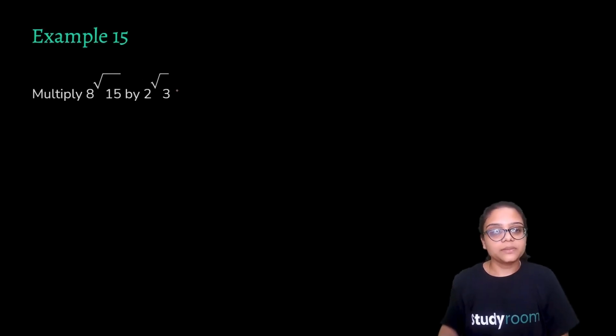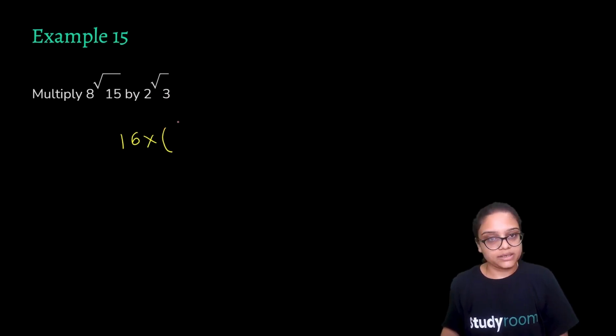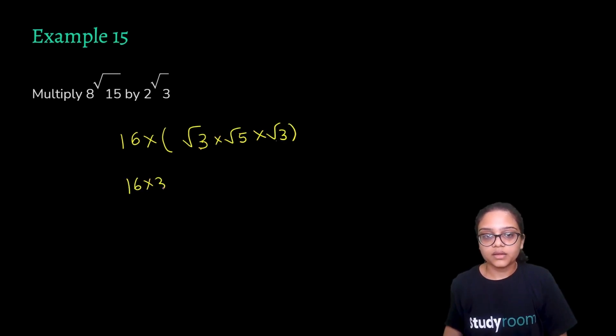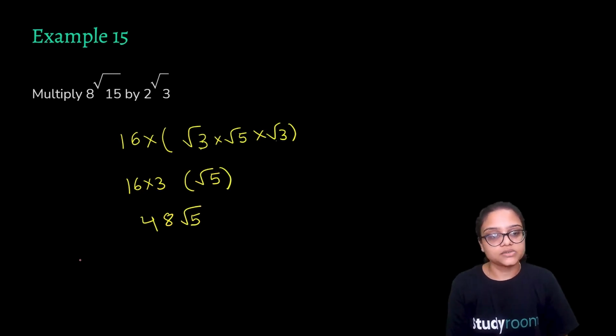Now, multiply 8 root 15 by 2 root 3. Same thing again. 8 2s are 16. I'm not writing the rules again. And the irrational part is root 15 into root 3. Can I break root 15 into root 3 into root 5? Yes. So root 3 times root 3 is 3, and we can leave the rest. So 16 3s are 48. The rational part is 48 and the irrational part is root 5.